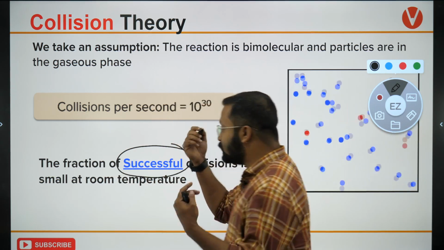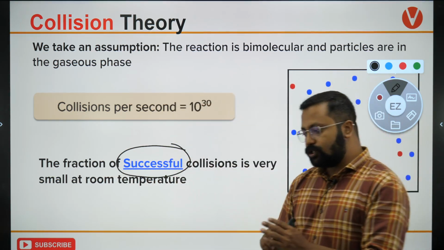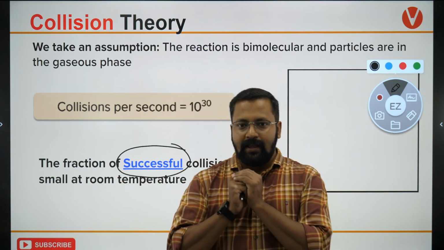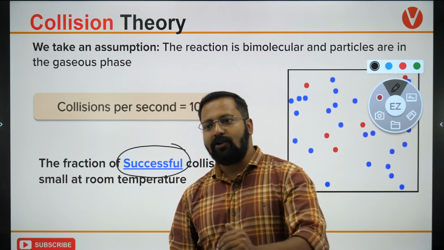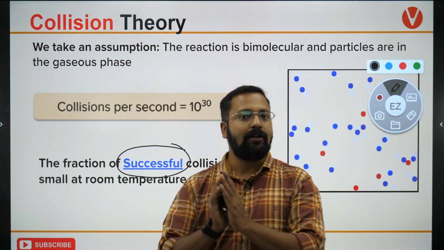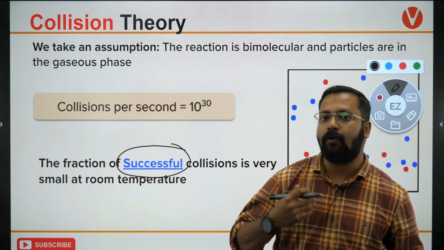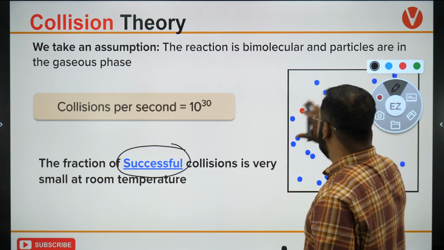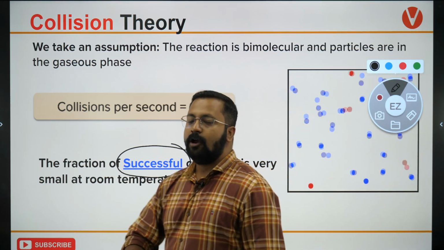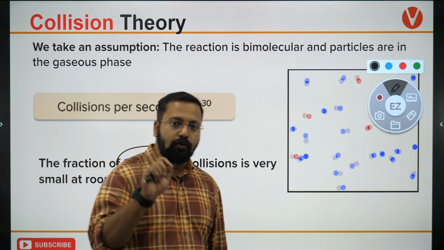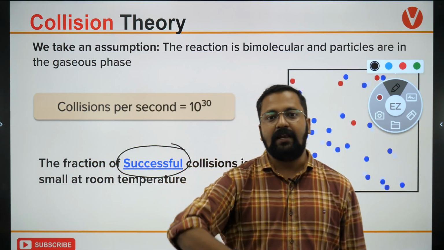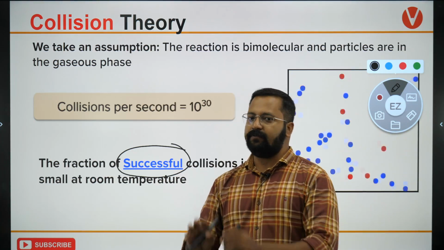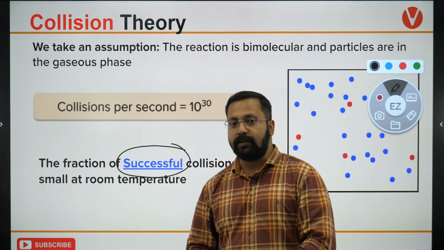What is a successful collision? A successful collision is that collision which will result in a reaction. So you first have to understand what constitutes a successful collision. जितने भी collisions हो रहे हैं, सारे collisions successful नहीं हैं. All collisions are not successful. Only those collisions are successful which can lead to a reaction, and at room temperature such collisions are very few. इसीलिए प्रोडक्ट बहुत कम बनता है रूम टेम्परेचर पे.